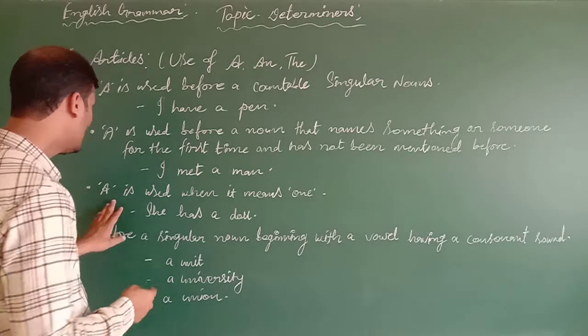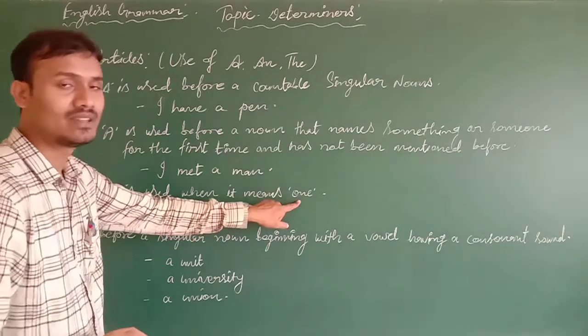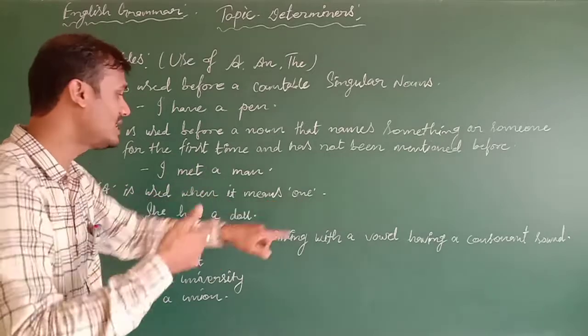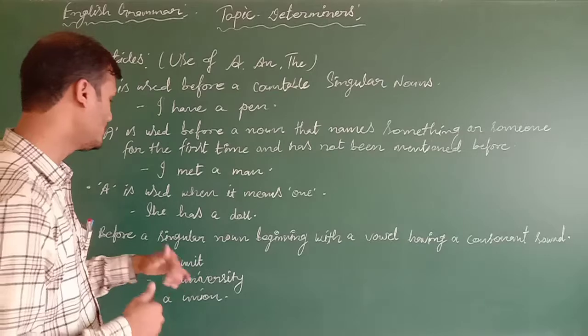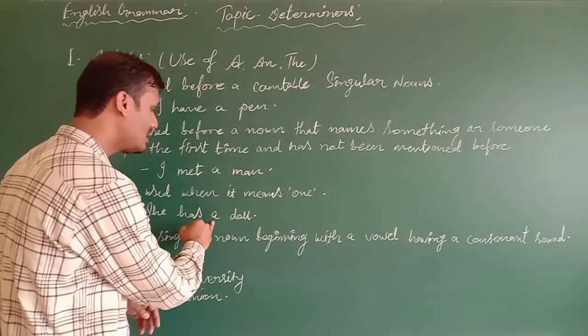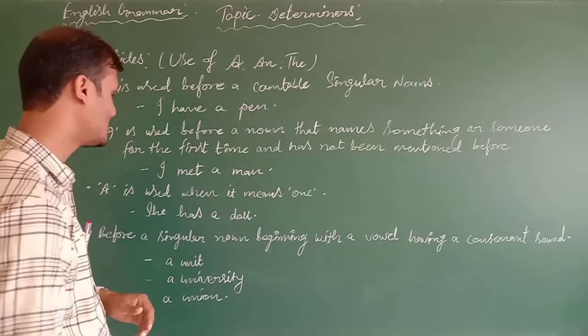Now look at another use of a. A is used when it means one, with the sense of one. With this meaning we can also use it, like, she has a doll. Now you need not use it like this: she has a one doll. As you all know, a already has the sense of one. So in this sense it is also used.